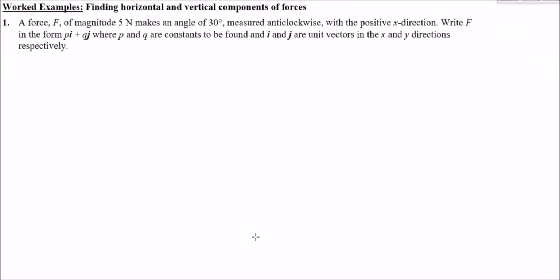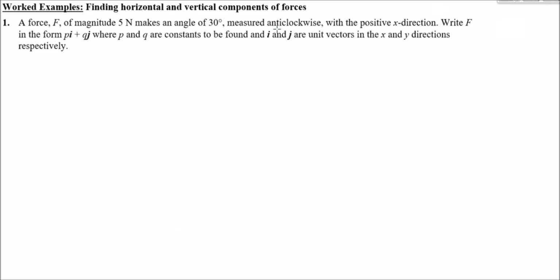Let's do some worked examples using this idea. So number one, we have a force of magnitude 5 newtons and it makes an angle of 30 degrees anti-clockwise with the positive x direction. We need to write F in the form pi plus qj, where p and q are constants to be found, and i and j are unit vectors in the x and y directions, respectively. So, first of all, let's just sketch this out.